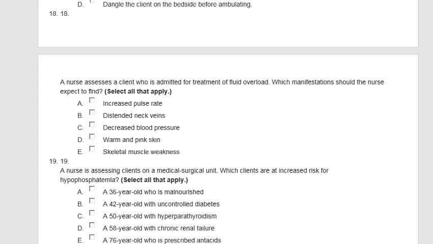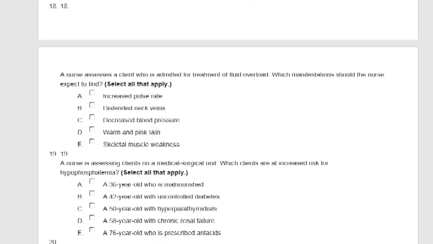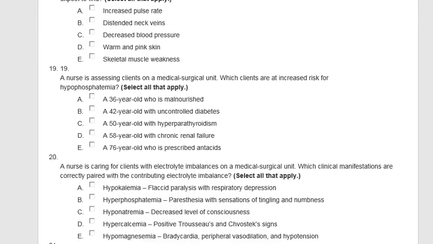And skeletal muscle weakness? Yes, you can have skeletal muscle weakness because remember, one of the problems with fluid volume overload is you get hemodilution, which then will drop your electrolytes. And that can cause your sodium and potassium to drop, which will cause muscle weakness.